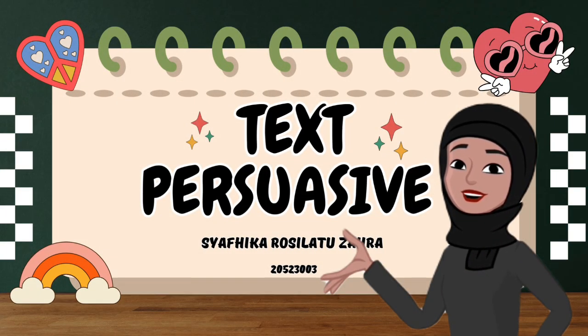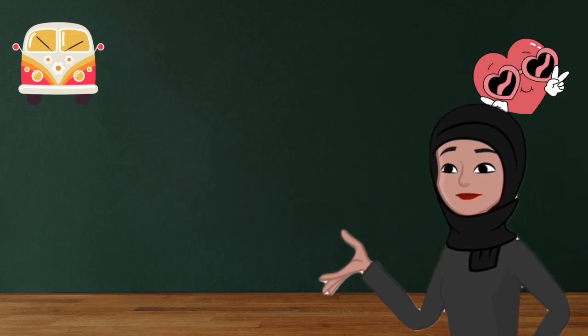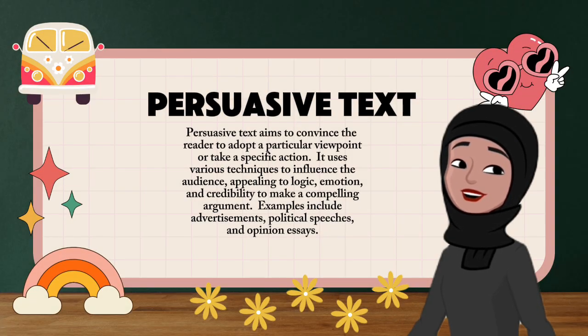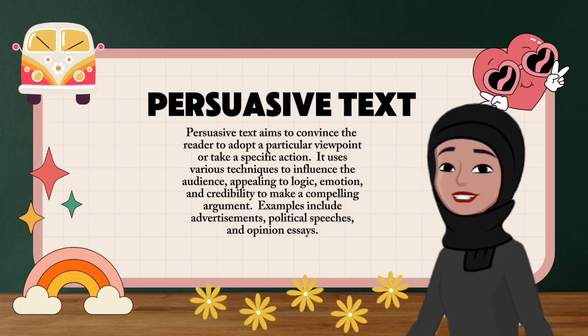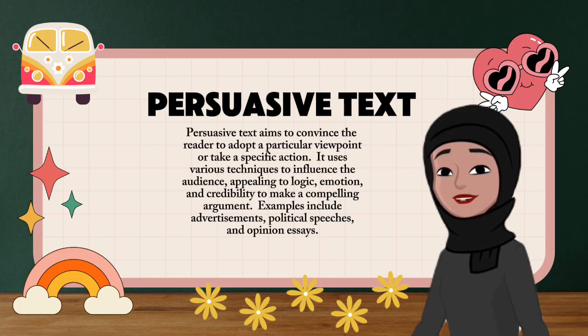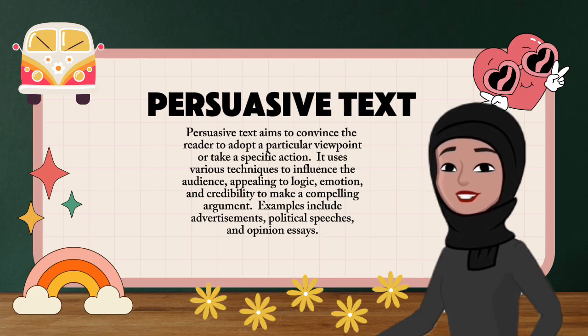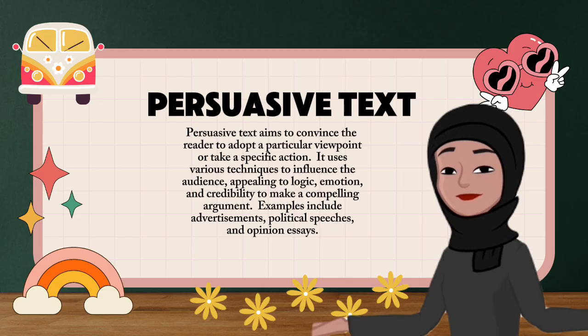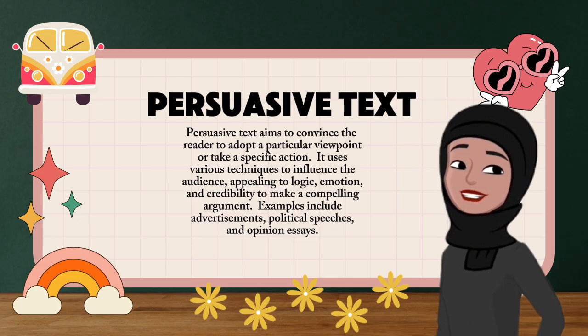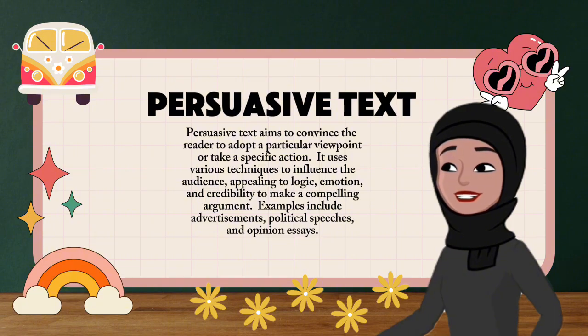Today we're tackling persuasive text. What does that even mean? Simply put, it's writing designed to convince someone to believe something or take a specific action. Think about it. Every time you try to convince a friend to do something, you're using persuasive techniques. Persuasive text aims to convince the reader to adopt a particular viewpoint or take a specific action.